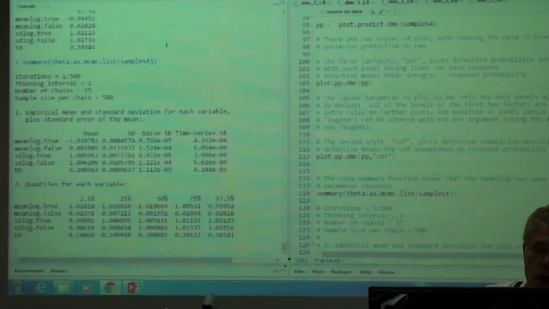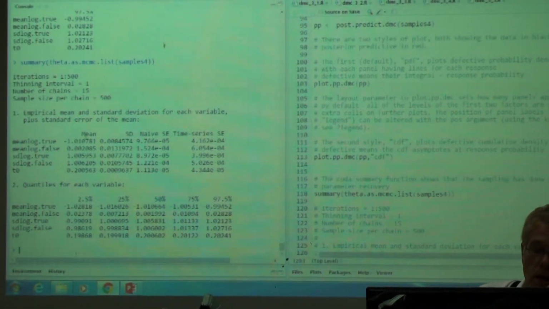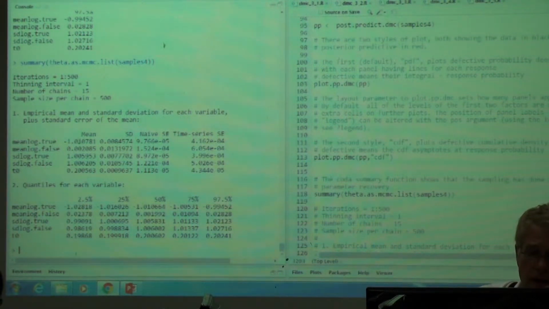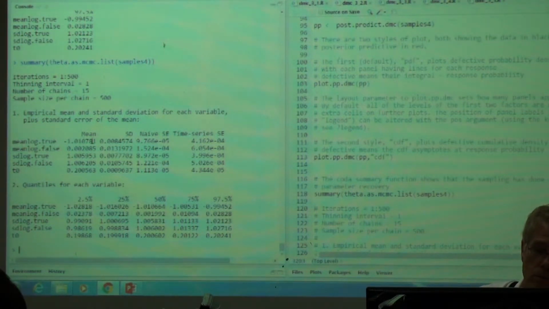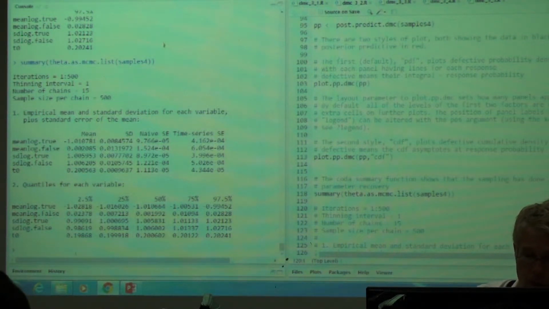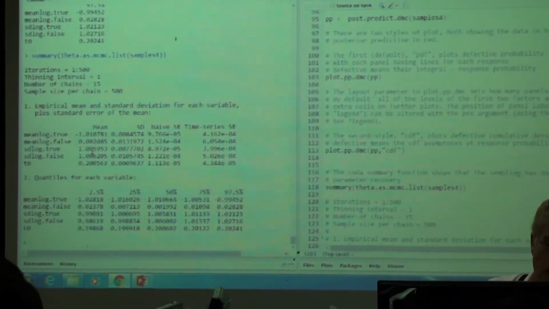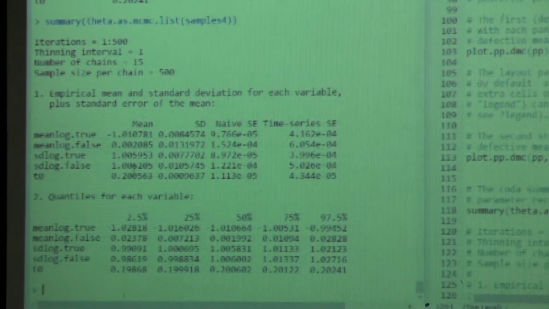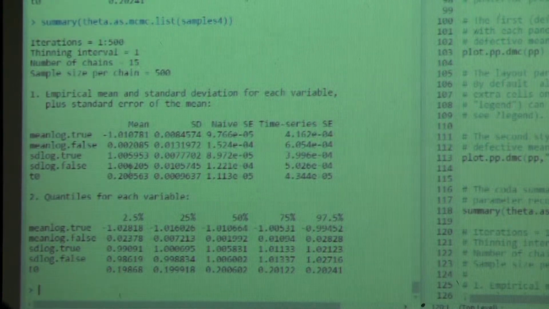This column is the one you mainly want to look at. The true value was -1, right? The mean of our samples is minus 1.01, so very good parameter recovery. We got back the truth. This one was 0, this one was 1, that was 1, that was 0.2. So this has worked. We can know this has worked well.